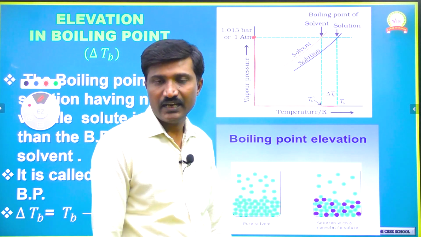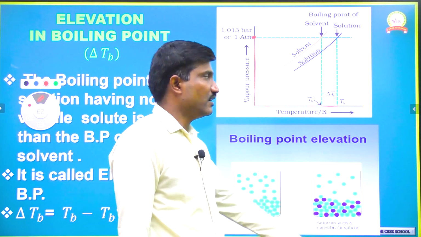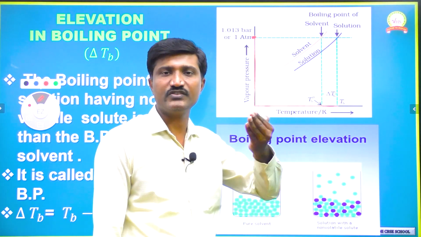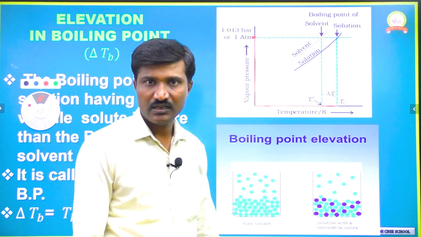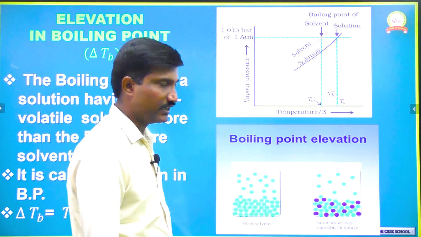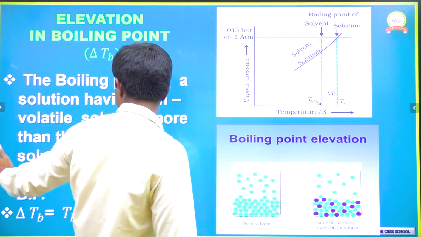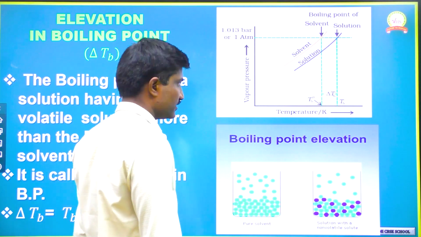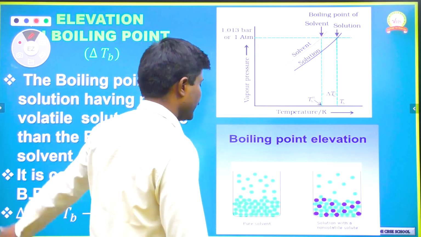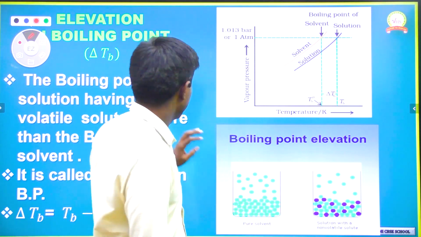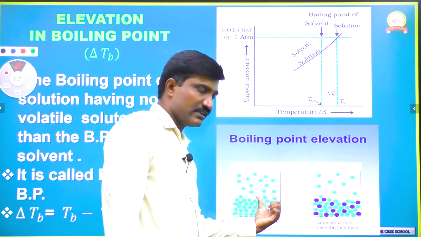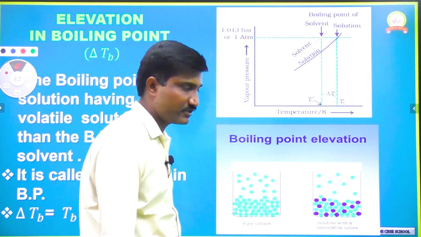Let us talk about the boiling point for the pure solvent and the solution. Which one is more, which one is less, and what is the reason for that? Just now we discussed: when a non-volatile solute is added to a volatile solvent, what happens to the vapor pressure of that solution? Does it decrease or increase? It decreases, right?